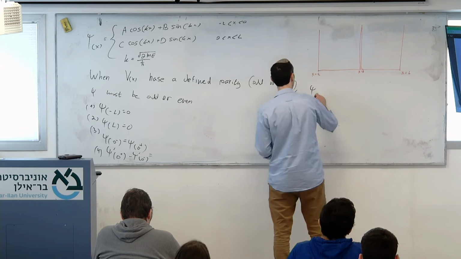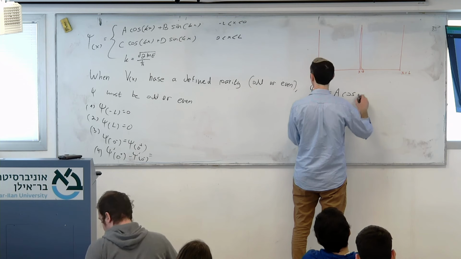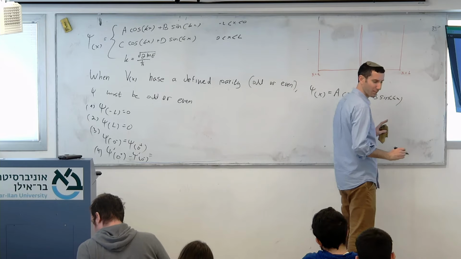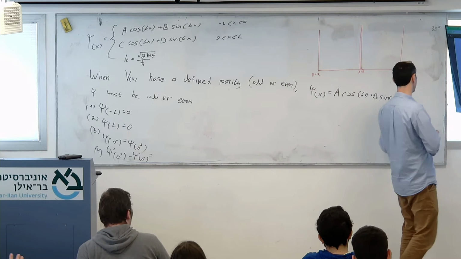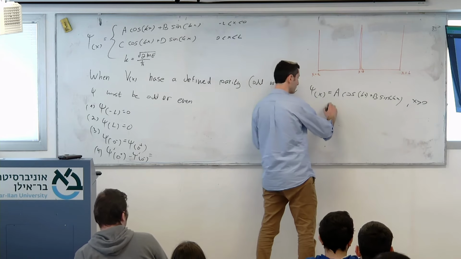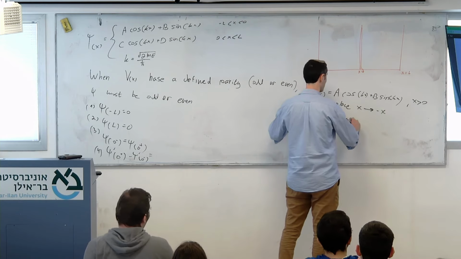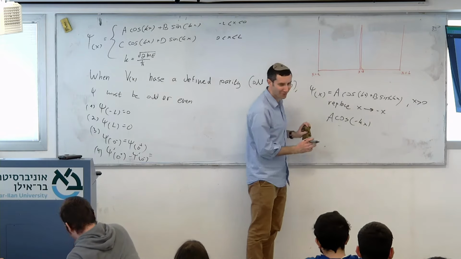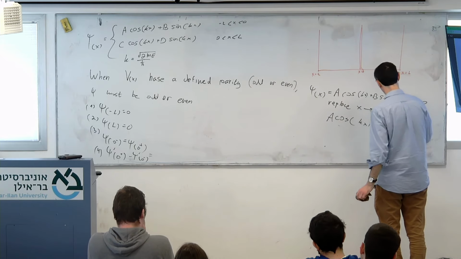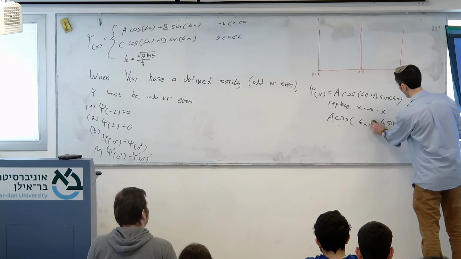You use the parity operator. Psi of x is a cosine kx plus b sine kx. Did Richard speak about the parity operator? Okay, so you've seen those things. Therefore, if I replace x with minus x, I get here a cosine of minus kx. For the cosine it doesn't matter, I can just erase this, plus b sine of minus kx. But sine is an odd function, so I can replace this here with a minus.